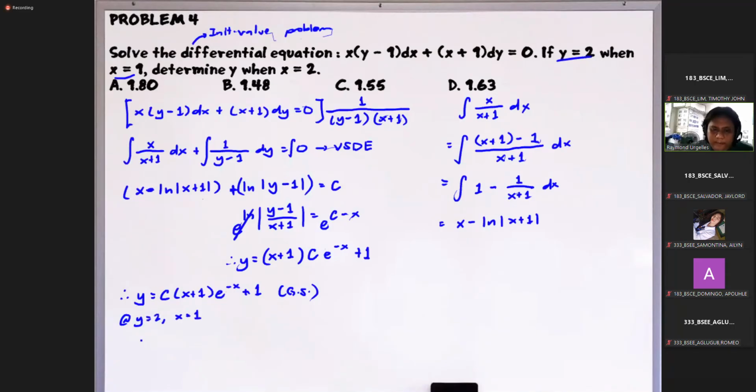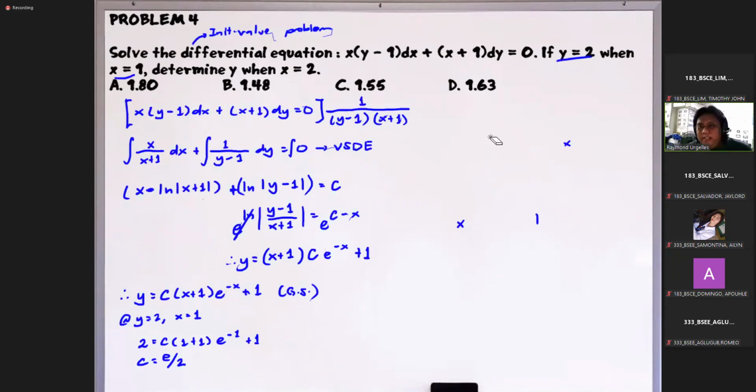So we substitute that: y is 2, x is 1. So this is e raised to negative 1, and again this is plus 1. Then we can solve for c here. You can rearrange the equation, or use shift solve if you like. So 2 minus 1, divided by 2, times e. You will get that this is just equal to e over 2. That is our constant c.